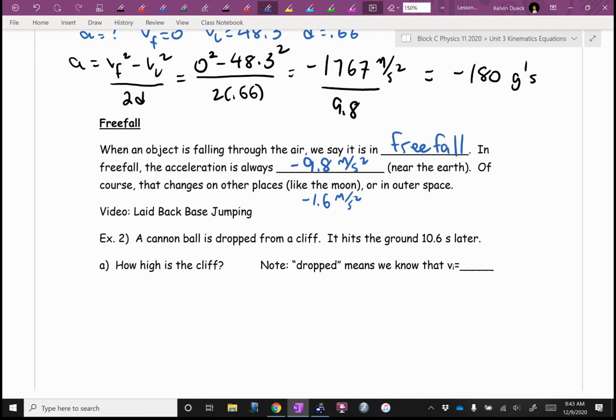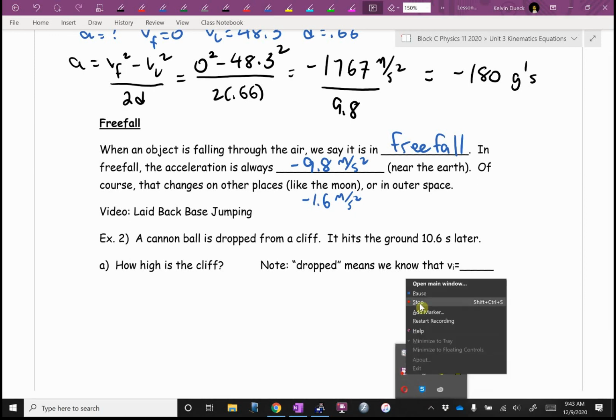We'll talk about gravity more next year. I'll show you how you calculate some of these values, but that's a Physics 12 topic. That's Isaac Newton's law of gravity, if you've heard that term before. Free fall is cool. Put your pencils down, look up.